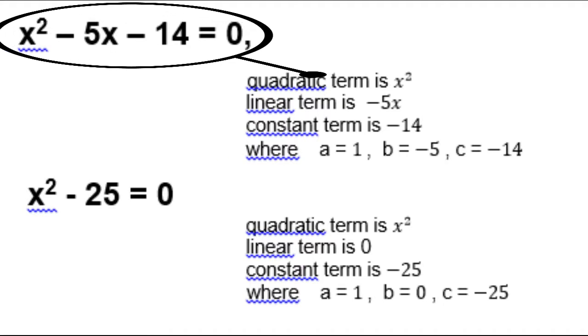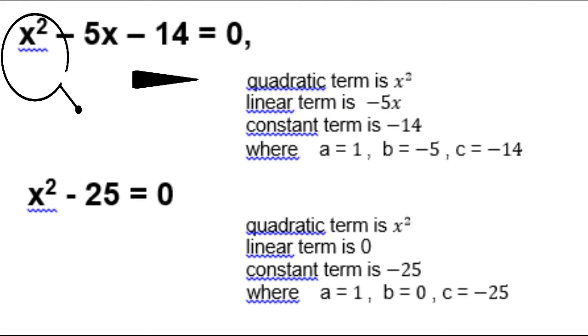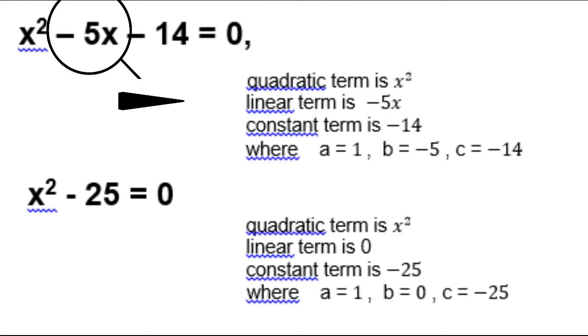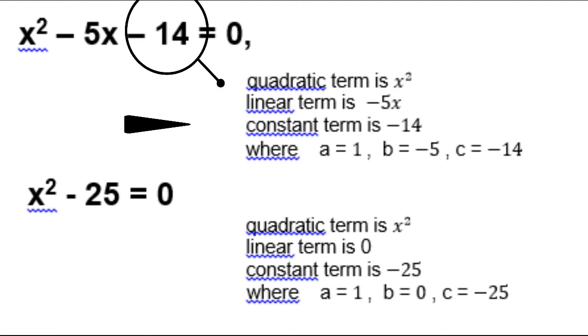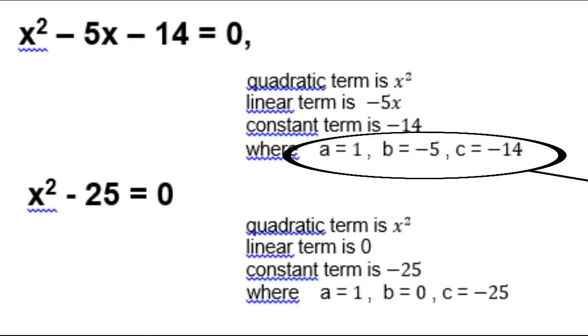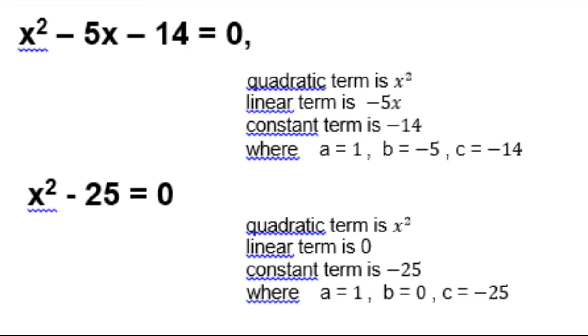For example, number 2, x squared minus 5x minus 14 is equal to 0. Our quadratic term is x squared. Our linear term is negative 5x, and our constant term is negative 14, wherein the value of a is 1, b is negative 5, and c is negative 14.